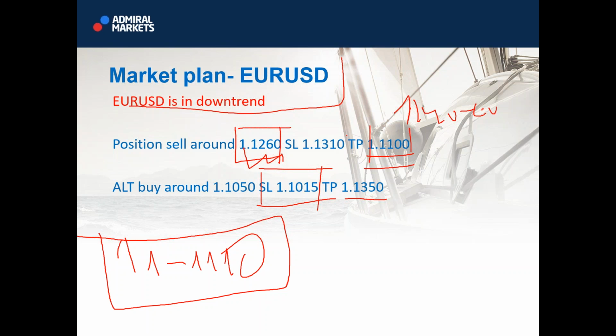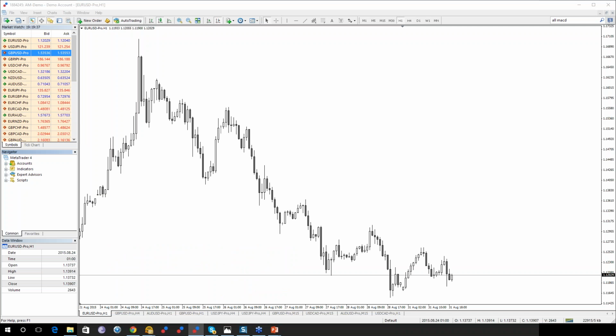Okay, guys, so I will open the chart. This is what you should be paying attention to for the dollar. As I say, do not be impatient, because if you are impatient, you can lose trade setups and opportunities.